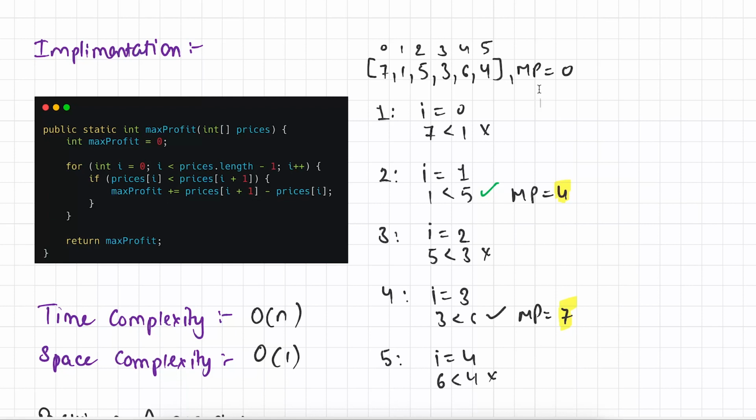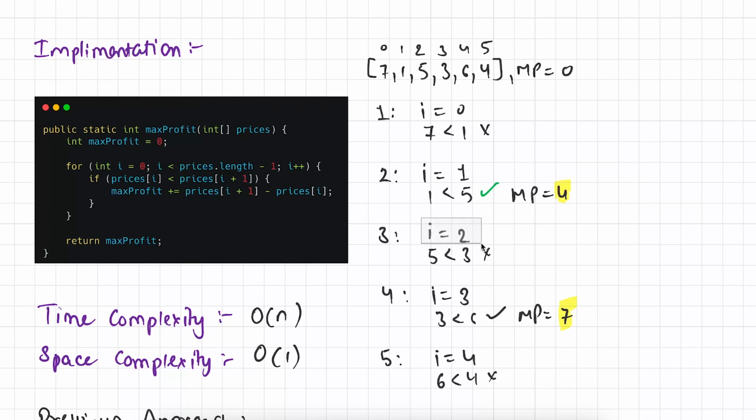So we move to next day, and this day the value of I is 1. It means the day is 1. We check if 1 is less than 5 or not. Yeah, this time there are chances that we will make profit, because the stock price is 1 on day 1, and on next day the stock price is 5. So here we will make a profit of $4. So we book the profit and we move to next day.